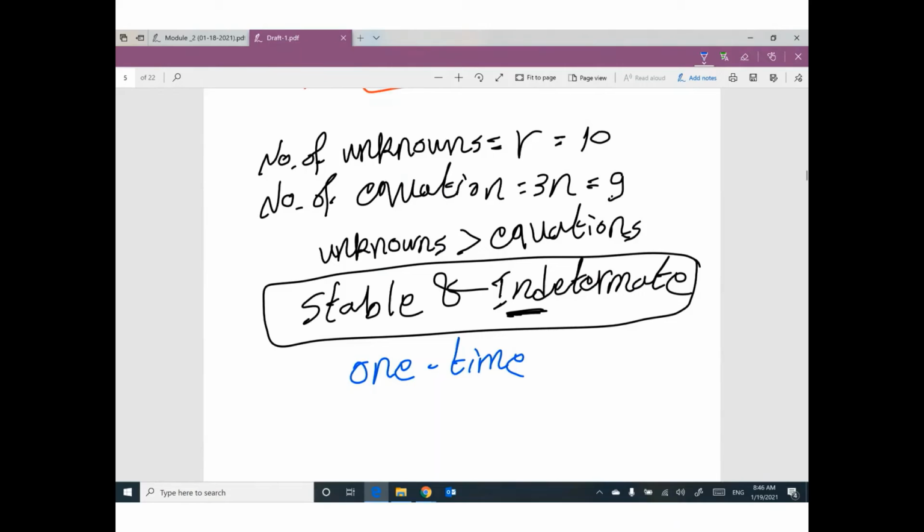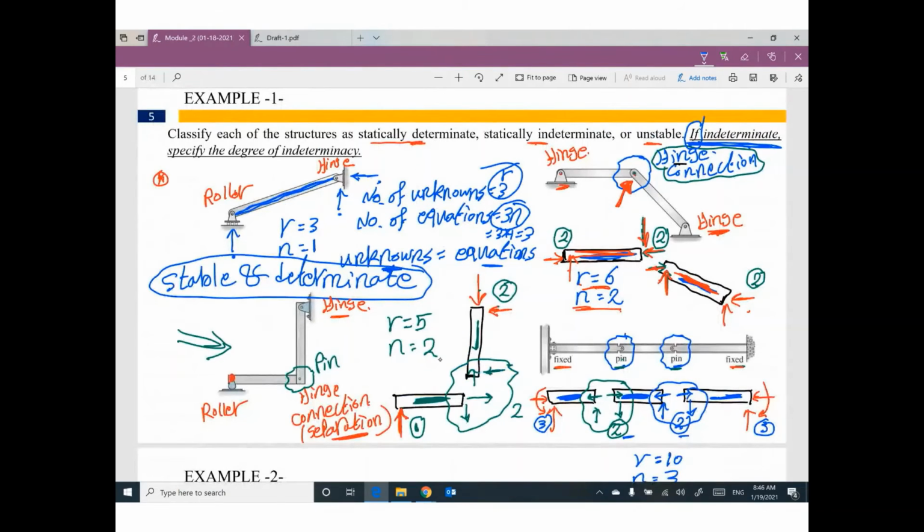What do you mean by 1 time? It means number of unknowns greater than number of equations by 1. 10 and 9, this number is greater than this number by 1. So if the structure is indeterminate, specify the degree of indeterminacy means how many unknowns greater than number of equations. So 10 greater than 9 by 1.